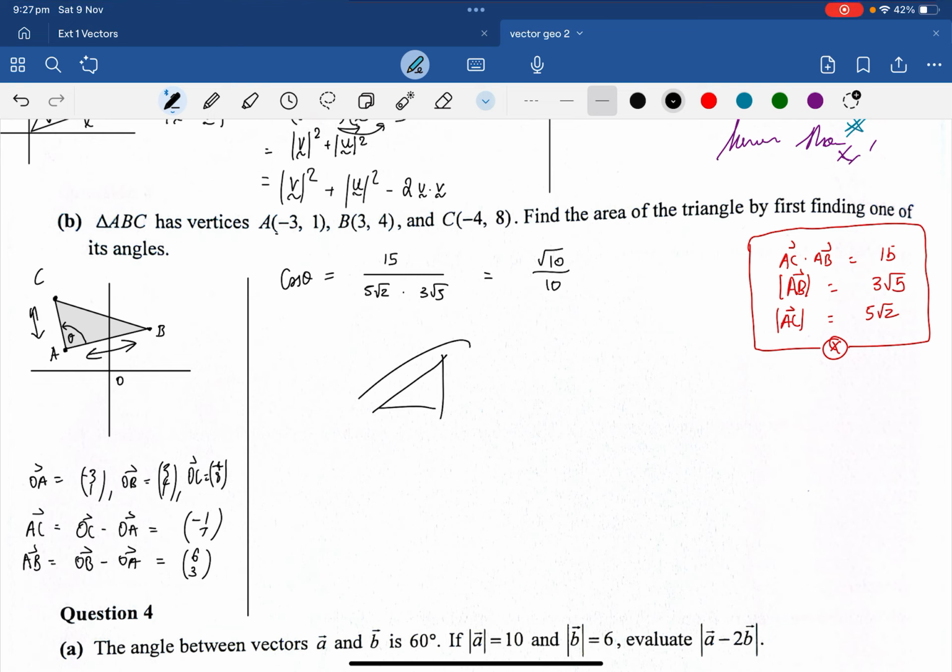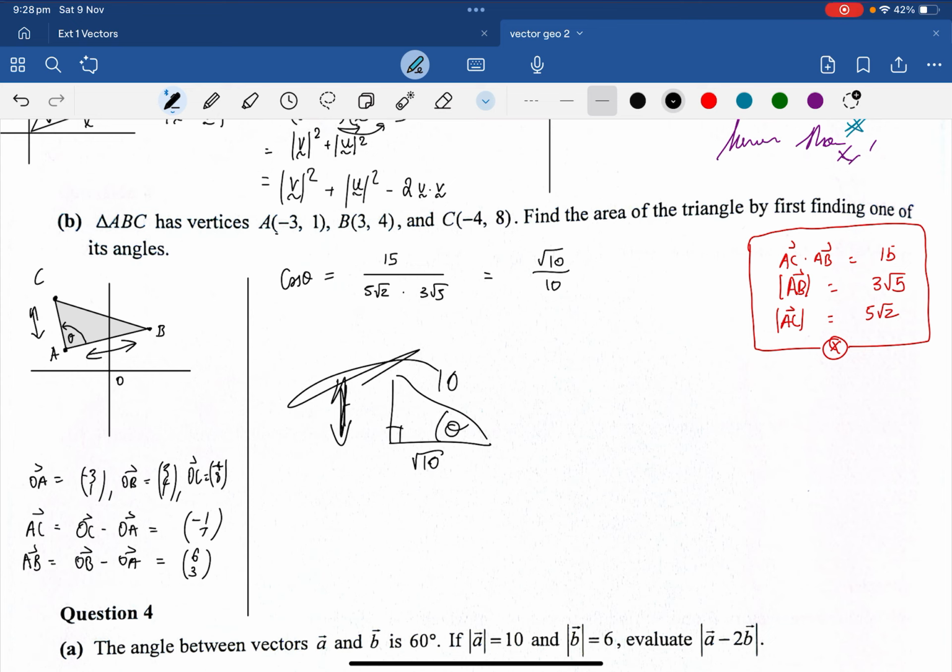You can go and take a right angle, take theta. Cos theta is equal to root 10 on 10, which is the adjacent side, and this is the hypotenuse. Then what's this side going to be? Because that's our sine theta, right? We're just going to do 10 squared minus 10, and square root this answer, which is 3 root 10.